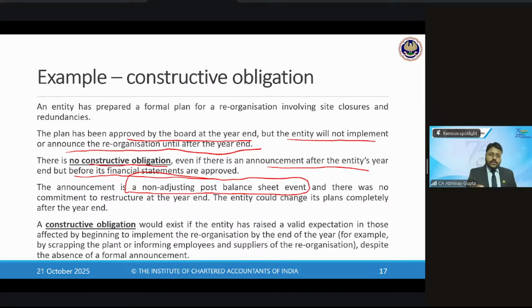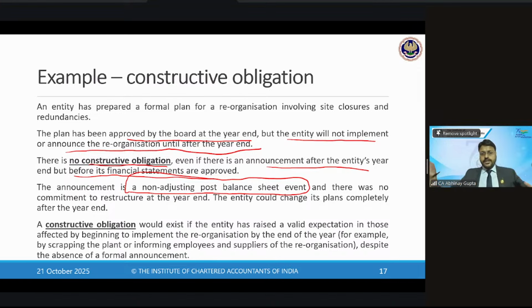If the announcement was made on 31st March, would you say it is an adjusting event? Or if the announcement was not made, would you say it is an adjusting event for any reason? Yes, since the announcement was made, it would be an adjusting event in that case. Should I say, even if the announcement was made on 31st March, it would be a non-adjusting event? Can I say this? Why? Because the announcement was made after the balance sheet date.